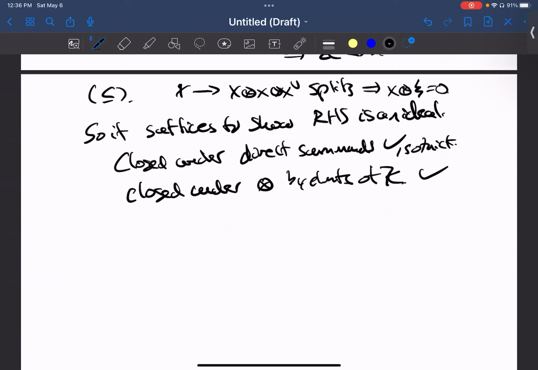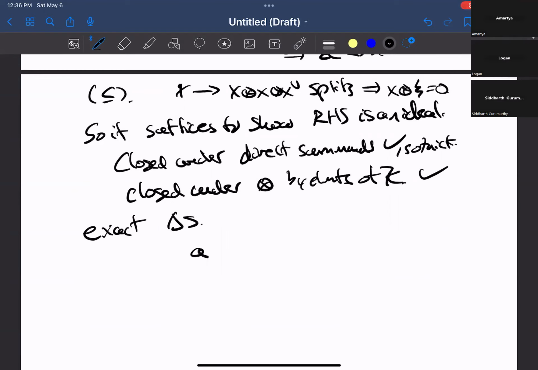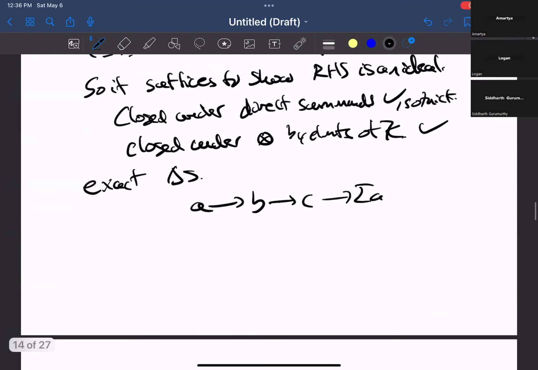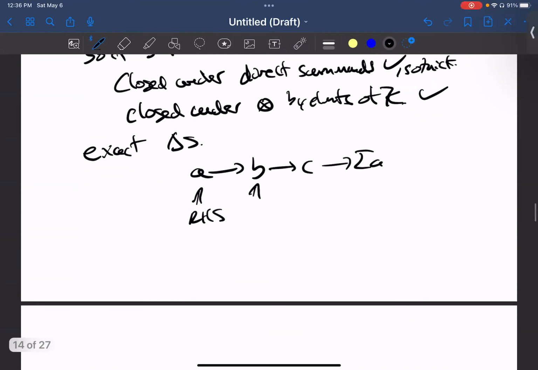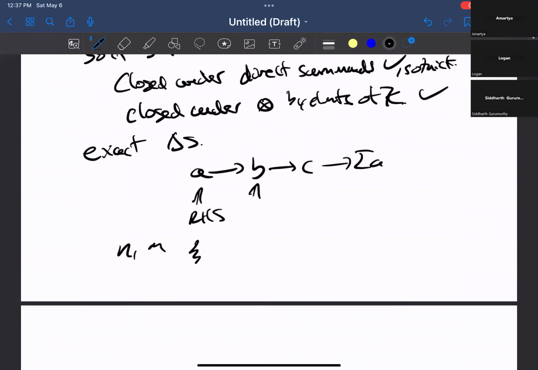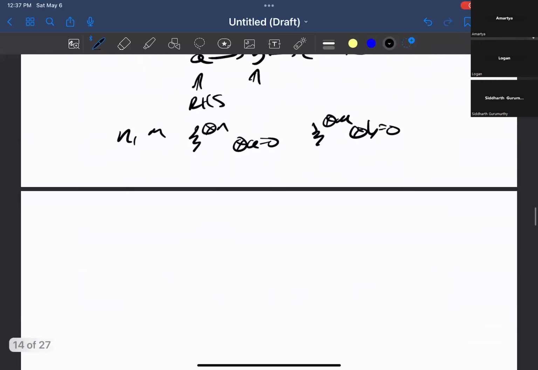And finally, we have to check exact triangles. So for this, if you have A to B to C to sigma A, with A and B an element of the RHS, right-hand side, then we can take N and M such that this tensored with A is 0, and this tensored with B is 0. And then you can form a commutative diagram.